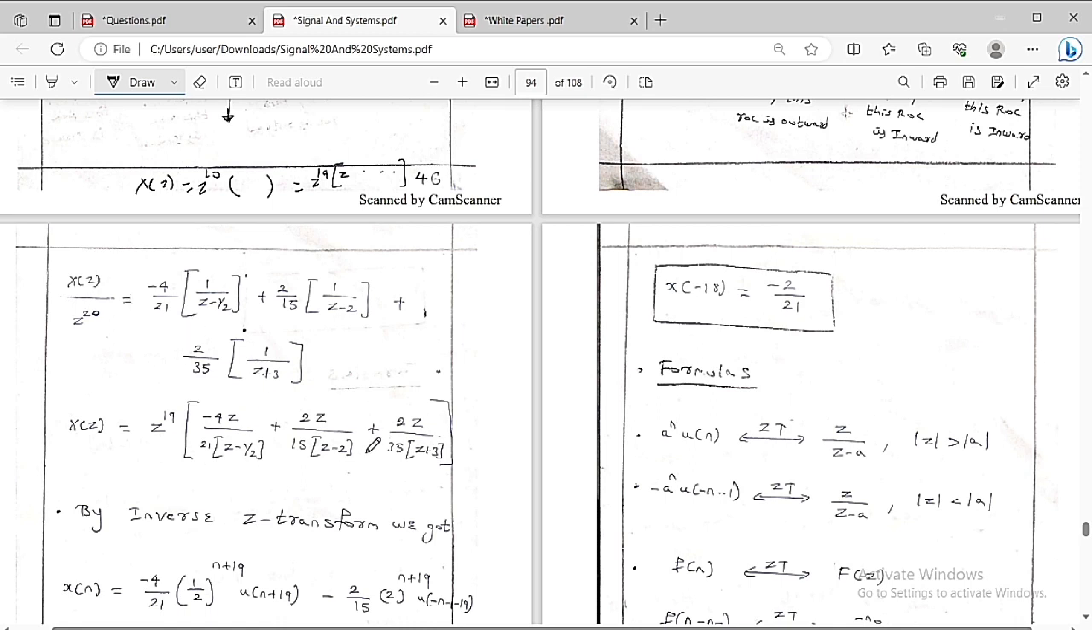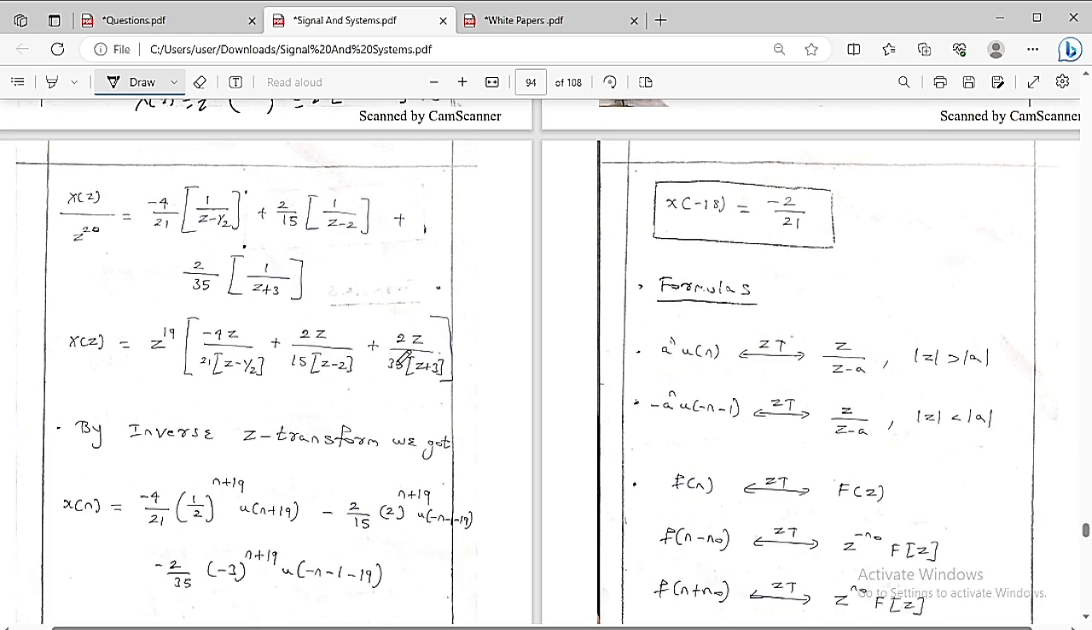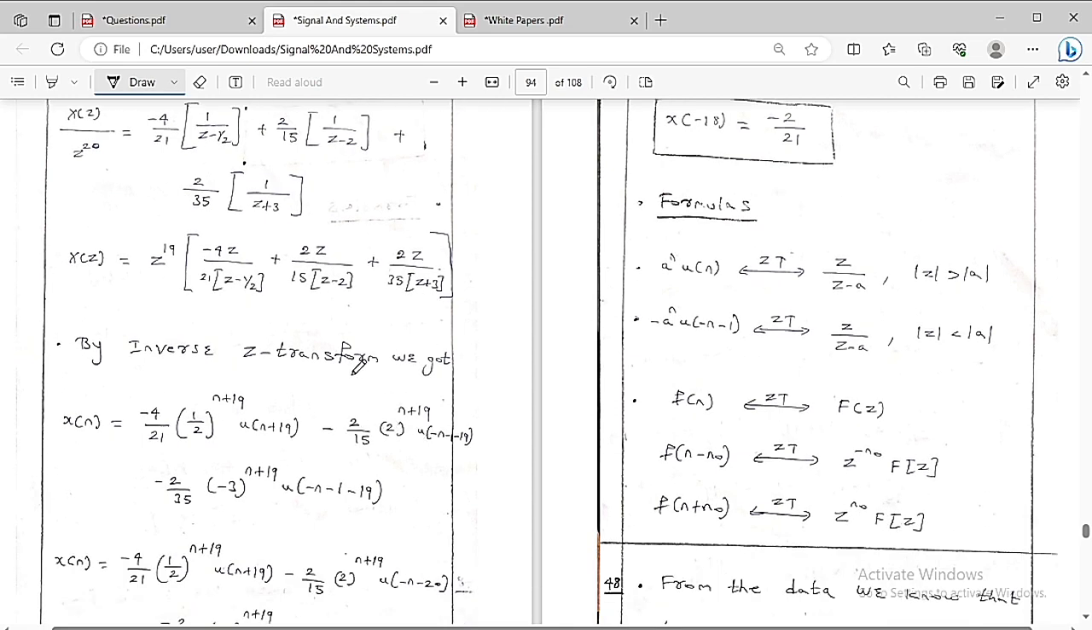So what we are going to get finally, X(z) is equal to z to the power of 19 into minus 4z by 21 into (z minus half) plus 2z by 15 into (z minus 2) plus 2z by 35 into (z plus 3). So now this is the expression that we have got. Now by doing the inverse z transform, we are going to get the value of x(n).